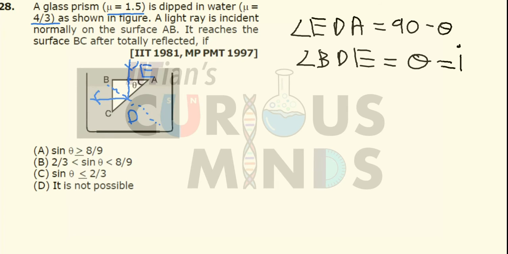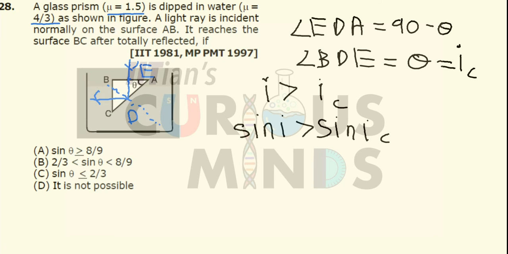For the light to be totally internally reflected from the surface AC, it is clear that the angle of incidence should be greater than the critical angle. So I can say that sin I should be greater than sin IC, because as the angle goes on increasing, the sine value for that angle will also go on increasing. So sin I should be greater than sin IC.